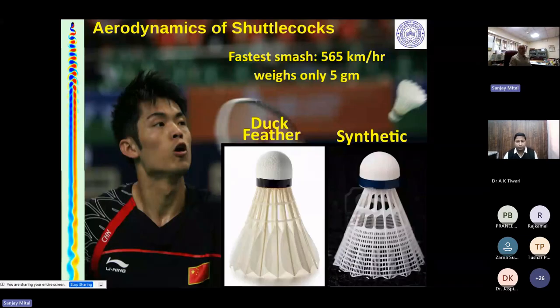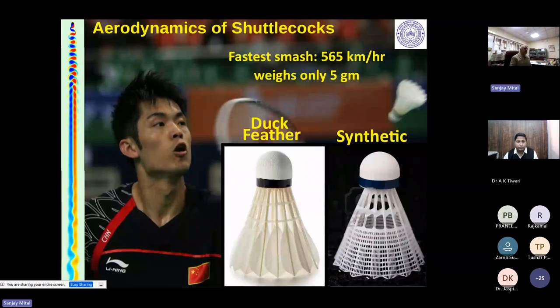As you might be aware, these are very light. A shuttlecock weighs only about 5 grams because it's made of these natural duck feathers. They are bones actually and hollow, so they are extremely light. And the fastest smash recorded in badminton, a record held by an Indian, is about 550 kilometers per hour. You can see it's really quick.